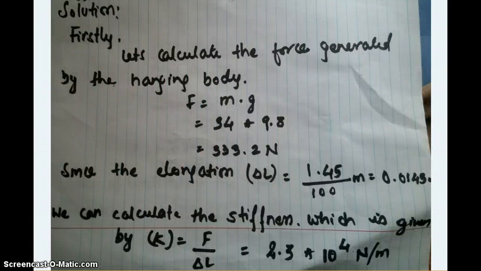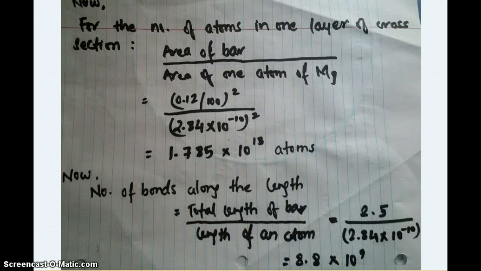So firstly we calculate the force that is generated by the hanging body, where mass is 34 kg and small g is 9.8, and doing that we get 33.2 Newton. We have already been given the elongation, which is 1.45 centimeter, and changing that to meter we get 0.0145 meters. Now we calculate the stiffness of the bar, which is given by force divided by the elongation, and that is calculated to be 2.3 × 10⁴ Newton per meter.